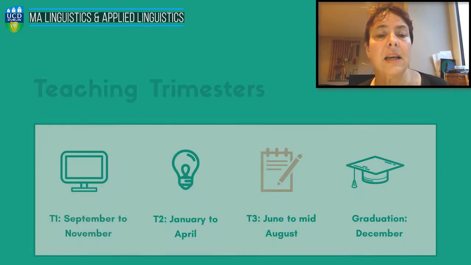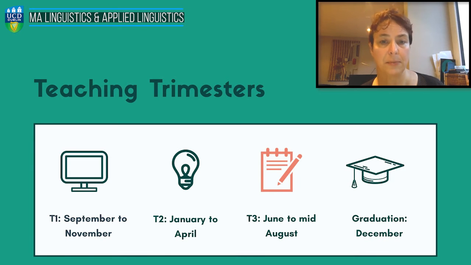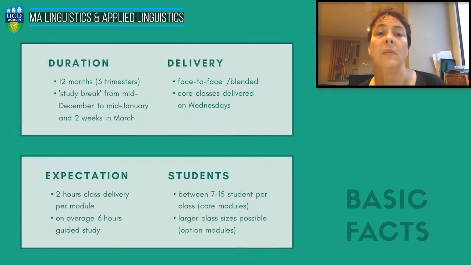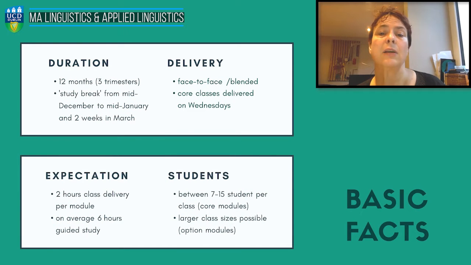Now, a little bit more detail about teaching at UCD. We have 3 trimesters. So the first one runs from September to November, the second one from January to April, and the third one from June to August. Graduation then takes place in December. The MA in Linguistics and Applied Linguistics is a 12-month course, so 3 trimesters. We have 2 study breaks, one at the end of December and early January, and the second one in March, usually the middle 2 weeks.